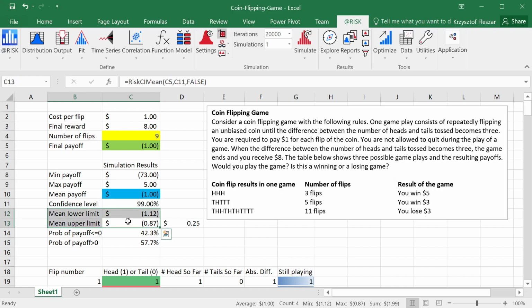If you want to have confidence about this mean, you can find a confidence interval and then know that the mean payoff is somewhere in this range. Based on the fact that this range is wholly negative, we can conclude this is a losing game.